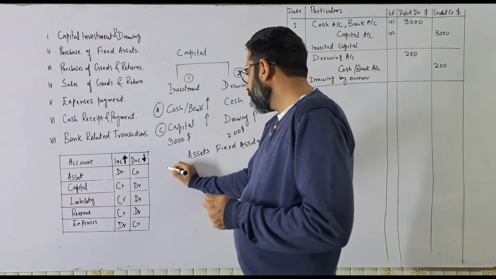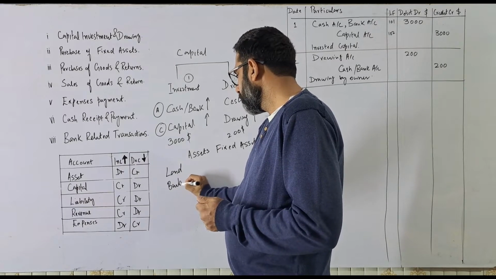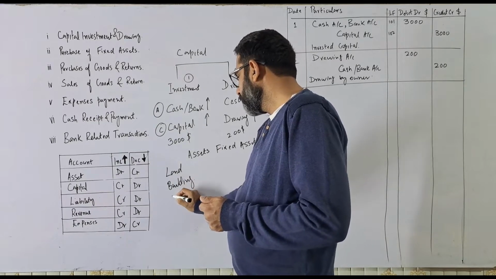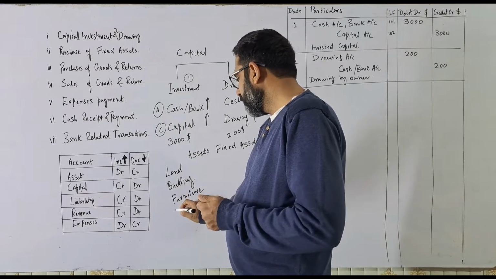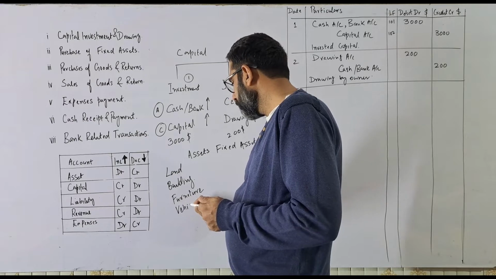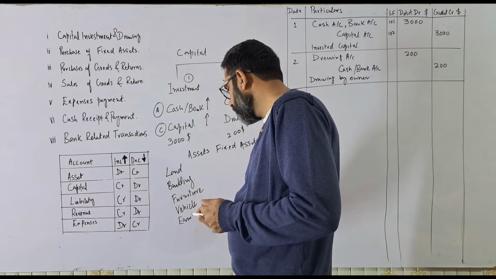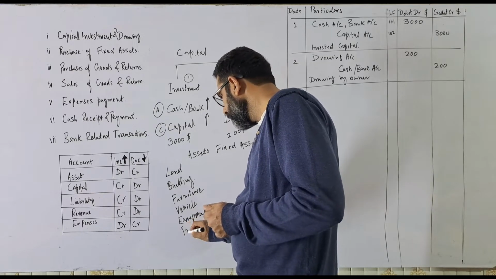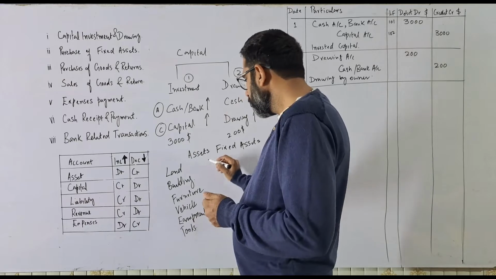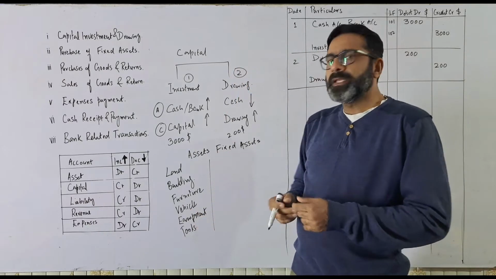So we can say land, or it can be building, or furniture, it can be vehicle, it can be any equipment or machine, or it can be any tools. So all these things will fall into the category of the fixed asset.